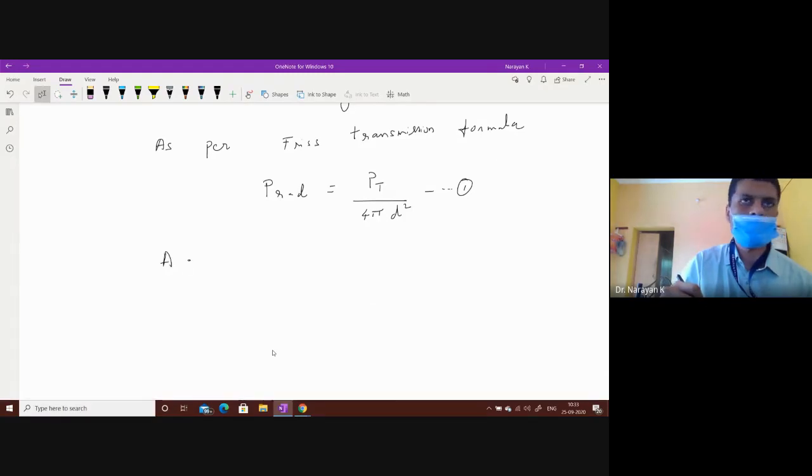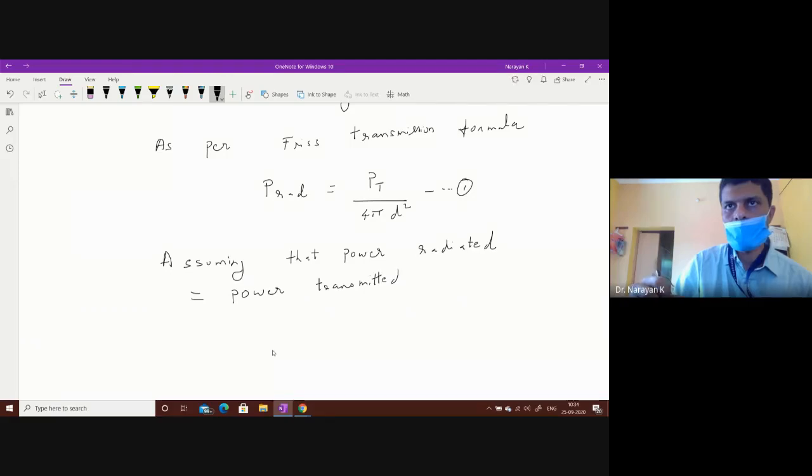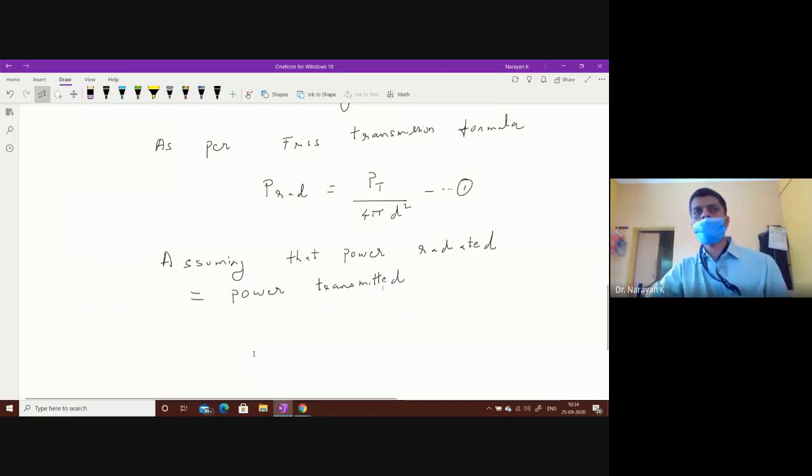Assuming that the power radiated is equal to power transmitted, assuming 1 second, I'll just interrupt here. The Friis transmission formula is an empirical formula. Empirical formula means it doesn't have a proper derivation, unlike your other antenna formulas. So this is an empirical formula.